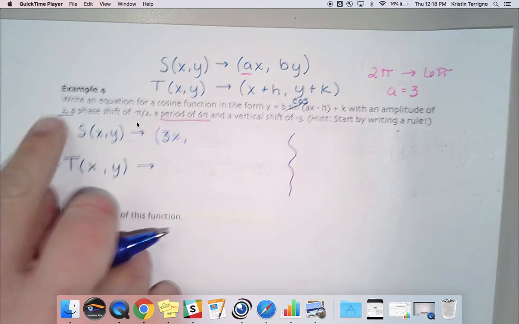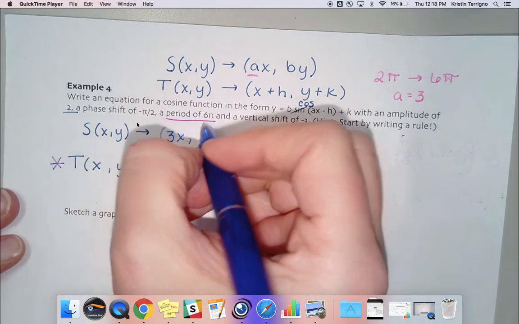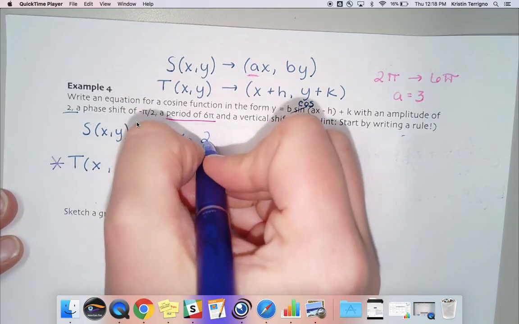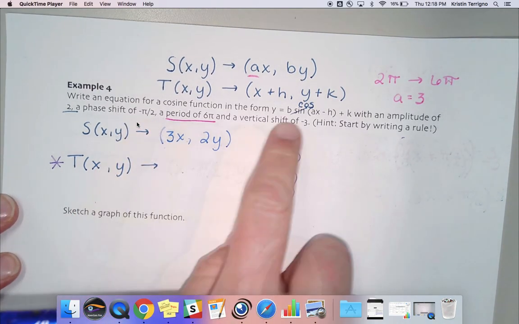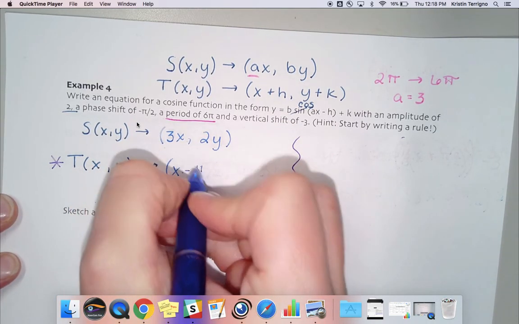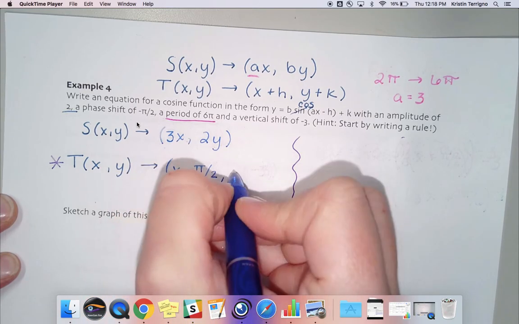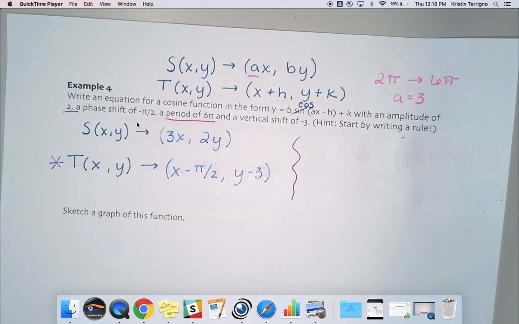My amplitude is a 2. Originally it was a 1, so my amplitude doubled. The height of my graph doubled, and that would be a vertical stretch by a factor of 2. So there's the first part of my rule. For the translation, that's a lot more straightforward here. I can just look at the phase shift and vertical shift and put those two things in a rule together. So x minus pi over 2 and y minus 3. And that's my rule for my transformation.